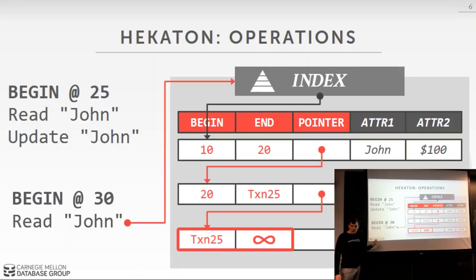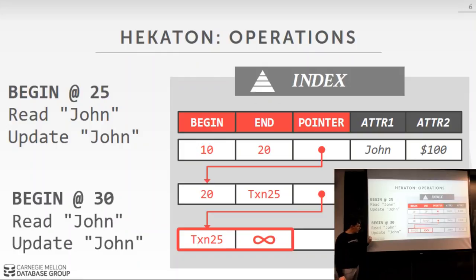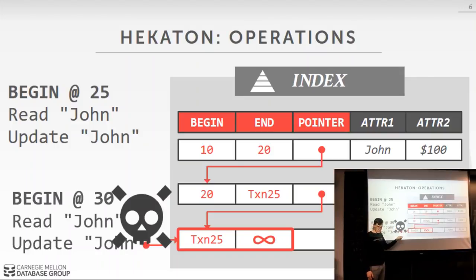All right, so now let's say this transaction wants to do a write, and wants to update that same record, John. So it would have to try to create a new version here, but it's not going to be able to, because this transaction bit is essentially going to be treated as a write lock on this physical version. And in Hekaton, the first writer wins, so this transaction will be immediately aborted.